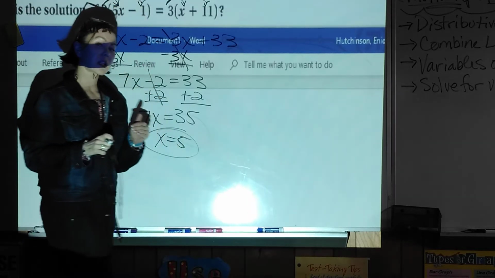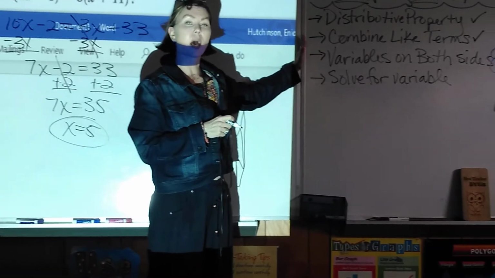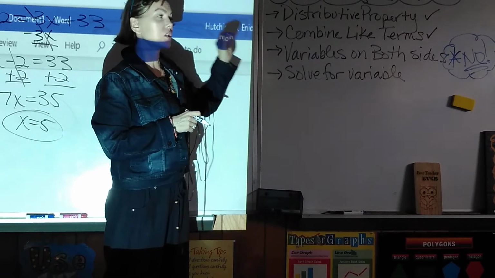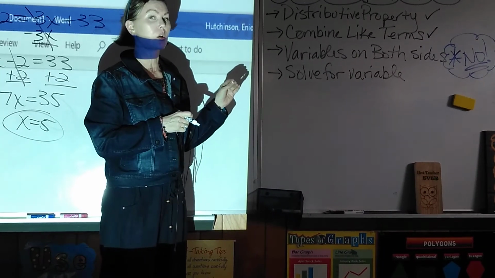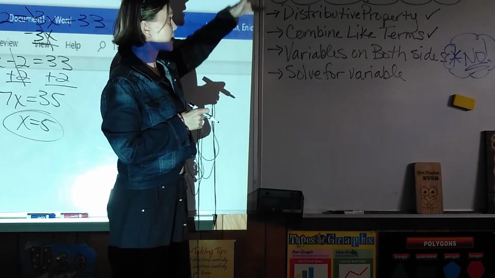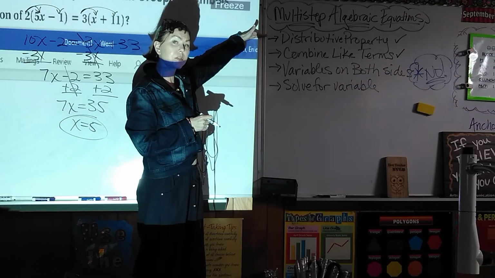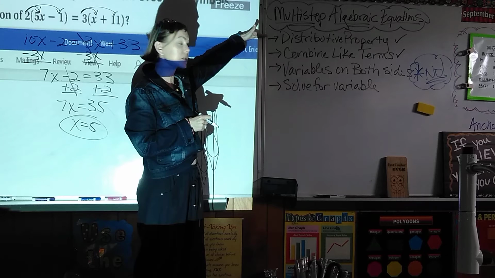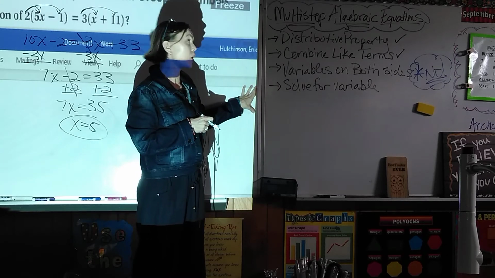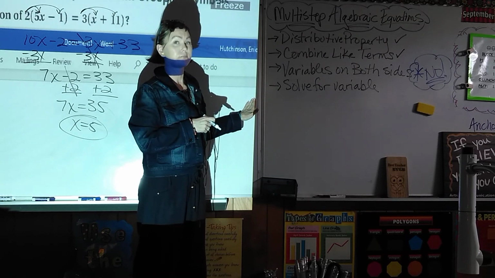And that is basically how we solve multi-step algebraic equations. No longer are we going to say to ourselves, I don't know what to do first, because yes, you do. These are the steps we're going to follow, and we're always going to start by looking for the distributive property opportunity first, and go down the line from there. I'm going to leave this up here for the unit exam, but we need to practice these steps today. Okay, thank you.